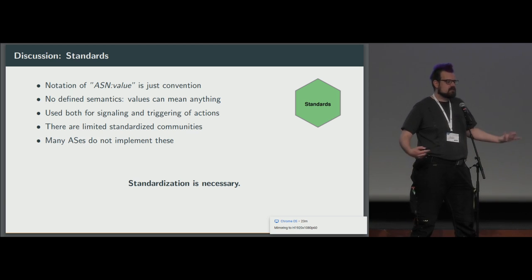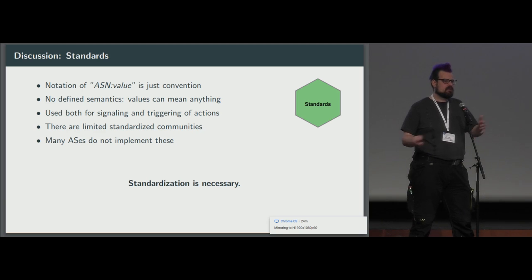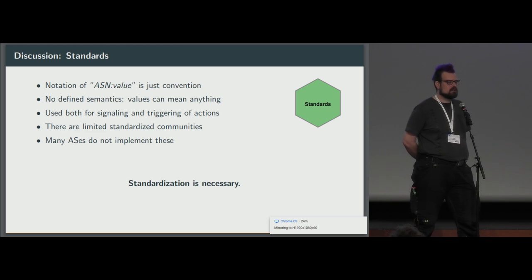And we have the other great field of standardization. In these short communities, ASN:value is still just convention. We cannot really be sure that the first value is actually an AS number. And there is no defined semantics. I know there have been a lot of discussions in the past that all came to the point that, well, we cannot define semantics here. But this leads to these problems stated. And by communities being used both for signaling and for triggering and not being able to distinguish what is what, you cannot even filter communities in a sensible way. And until now, it's only a limited set of standardized communities. And you cannot be sure if, for example, some AS is not actually using some arbitrary value for triggering blackholing. So standardization here might be a thing that should be further pushed forward.